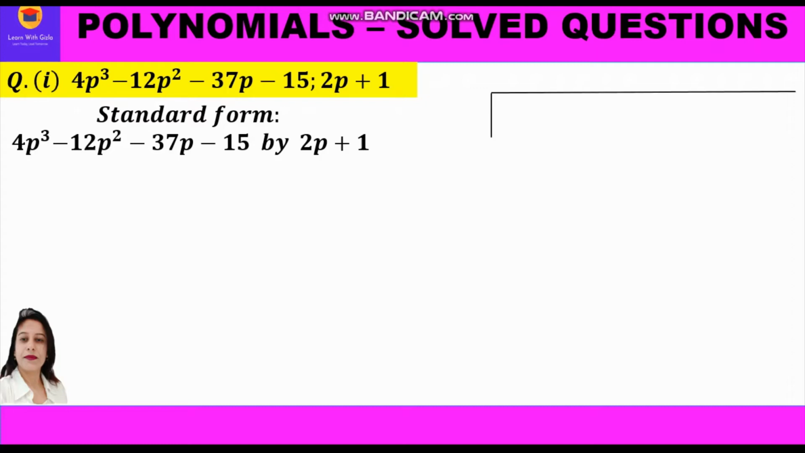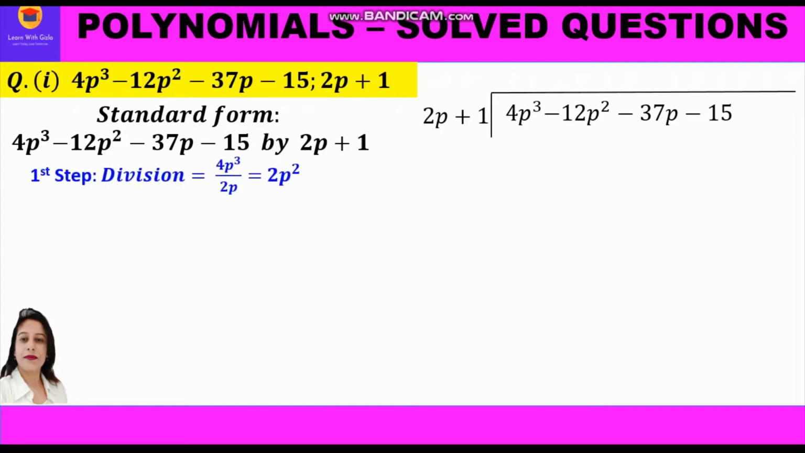Now we shall set the problem. The divisor, that is 2p plus 1, will come outside, and dividend, that is 4p cube minus 12p square minus 37p minus 15, will come inside. Now we shall start with the first step, that is division. We shall take the first term of the dividend and divide it by the first term of the divisor. And we shall write 4p cube upon 2p, which is equal to 2p square. Now 2p square is our quotient, which we will write on the top.